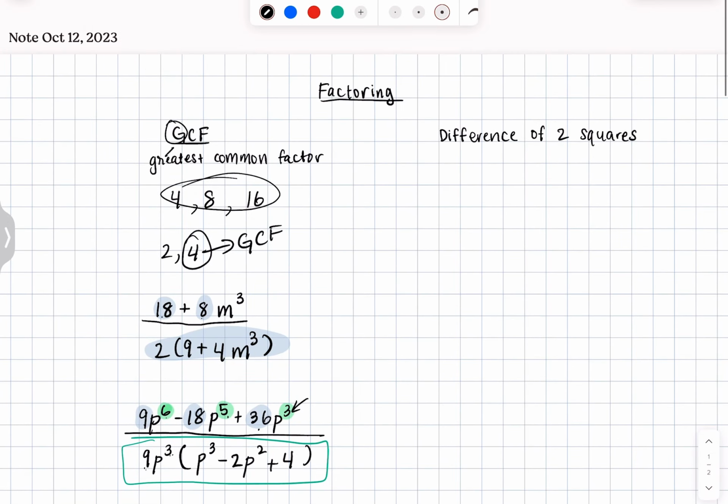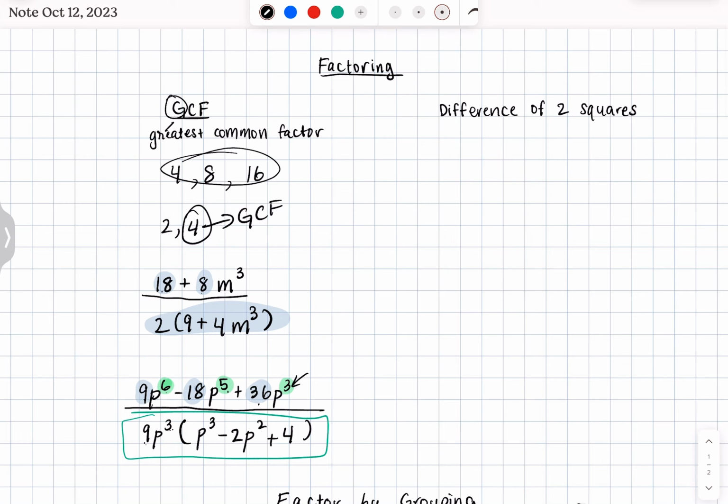Now, going on into difference of two squares. So difference of two squares is basically when you have something like this, when you have perfect squares. So let's say we had 4x squared minus 12x plus 9. So our a and c values have to be perfect squares. So here we have perfect squares. So we can just bring that square root in.